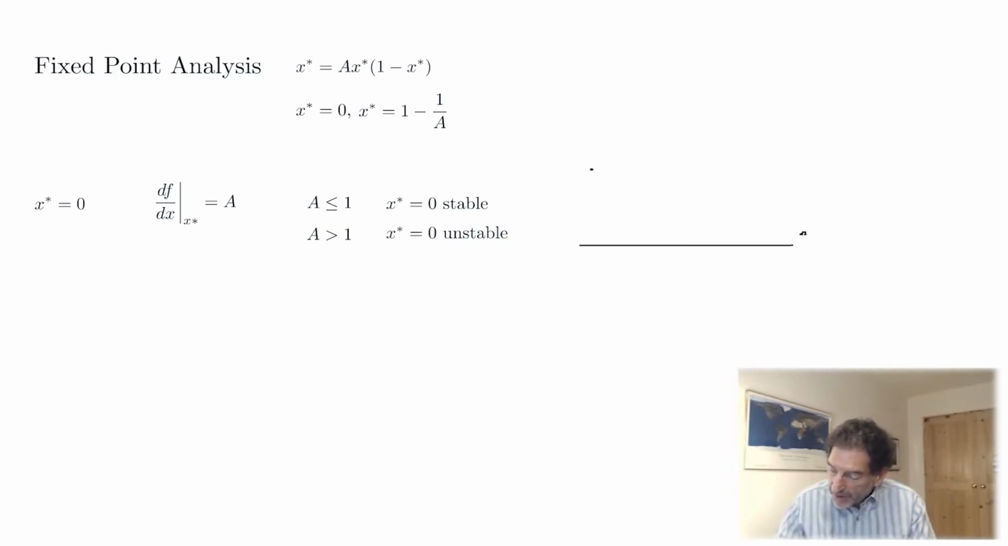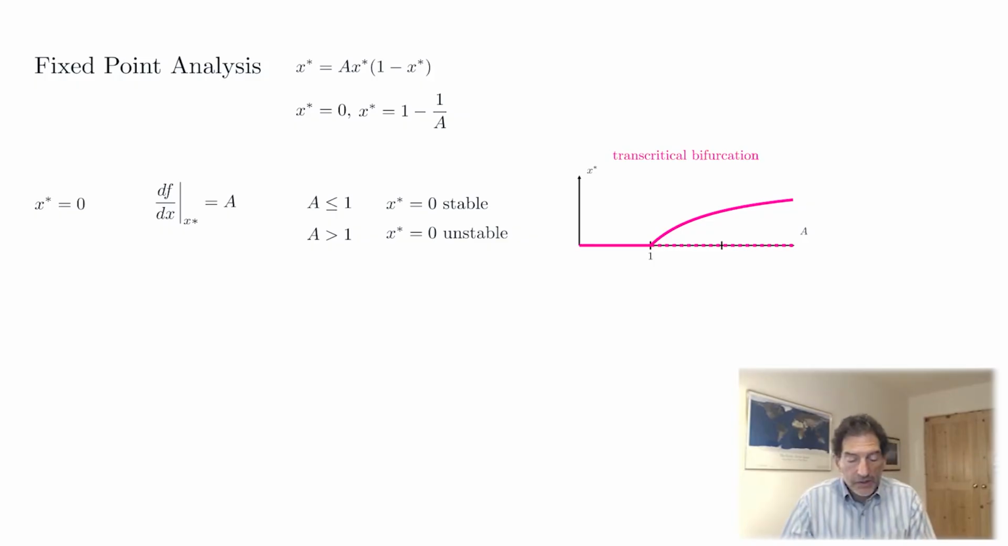So if we plot as a function of the control parameter a the fixed point value of the equation, x star, then what we have is that for a less than 1, 0 is the stable fixed point. But beyond that point, 0 is an unstable fixed point, but there's a non-zero fixed point. And so this was what we saw earlier on in the study of continuous systems. This is what's known as a transcritical bifurcation. So the very first instability in the logistic map is going from x star equals 0 to x star not equal to 0.